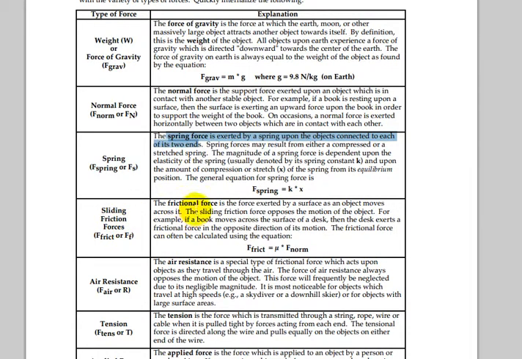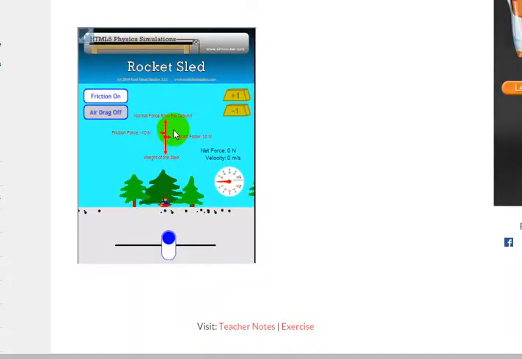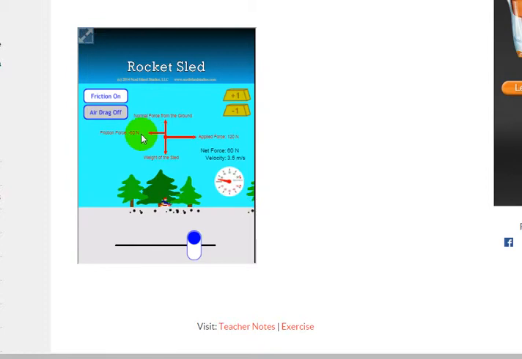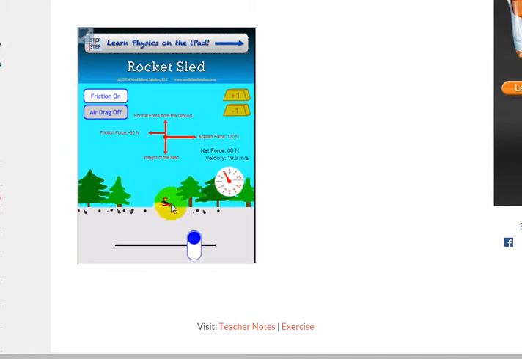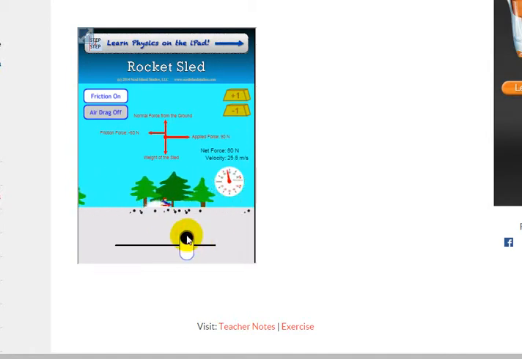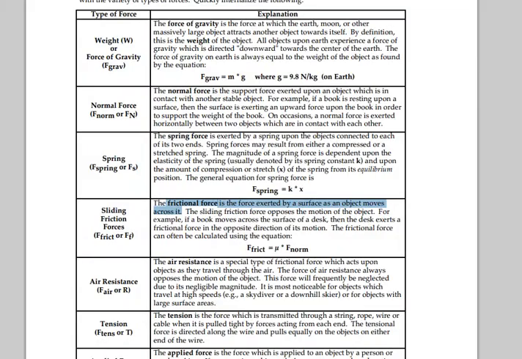Sliding friction forces. The friction force is the force exerted by the surface as an object moves across it. So back with the rocket sled here, if I'm applying a force, I have friction working against me, and of course this happens in real life. We always have friction when we're sliding things across a table or a sled on snow. It is our reaction there, due to the two surfaces being pushed together.